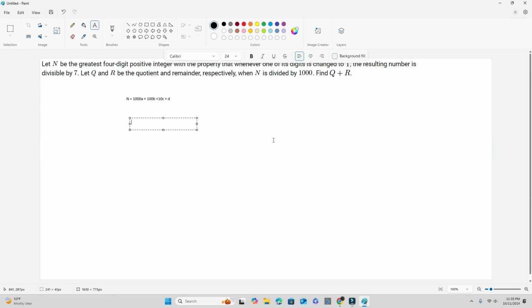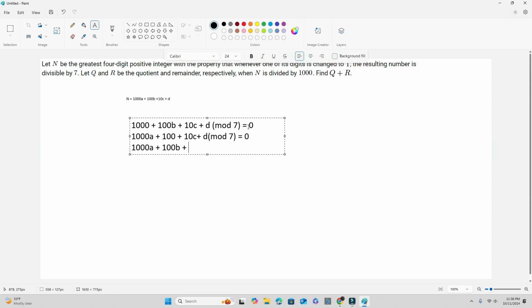So, for example, let's write first 1000 plus 100b plus 10c plus d mod 7 is equal to 0. And that's a true statement because it's divisible by 7. Another thing we can write here is 1000a plus 100 plus 10c plus d mod 7 equals 0. Now I can do this again for c: 1000a plus 100b plus 10 plus d mod 7 equals 0. And finally, 1000a plus 100b plus 10c plus 1 mod 7 equals 0.